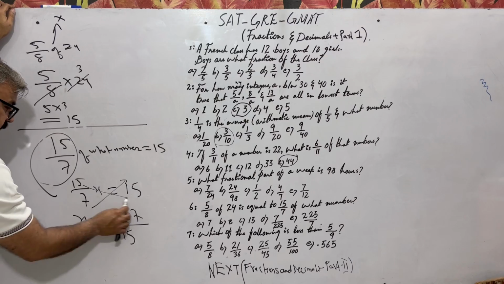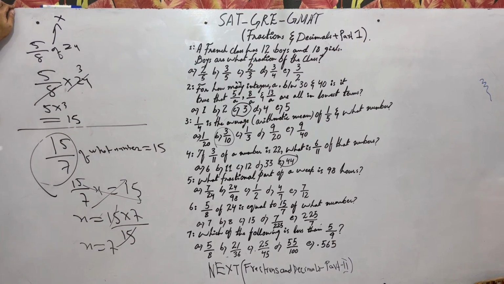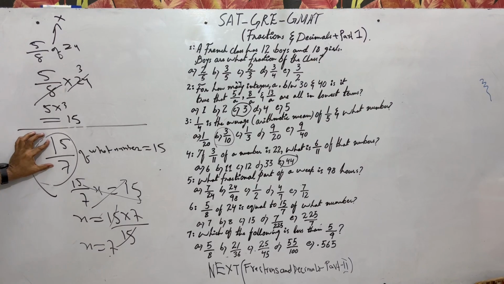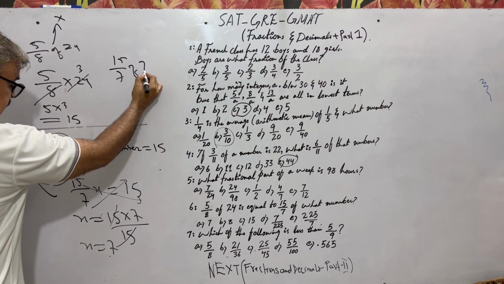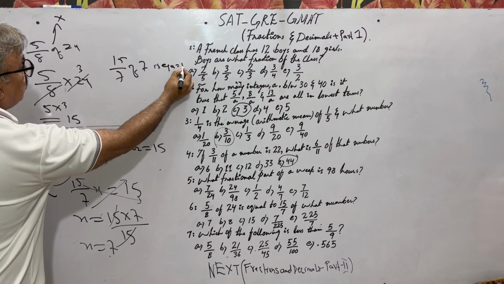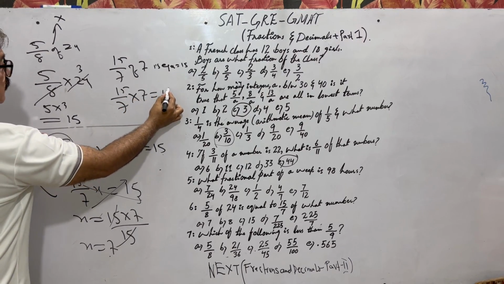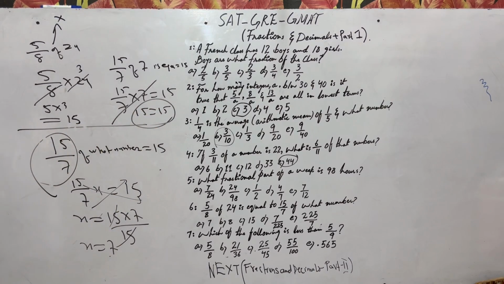7 in multiplication, 15 in division. 15 and 15 cancel. That is 7. So 15 upon 7 of 7 is equal to 15. Cancelled out, we have 15 is equal to 15.